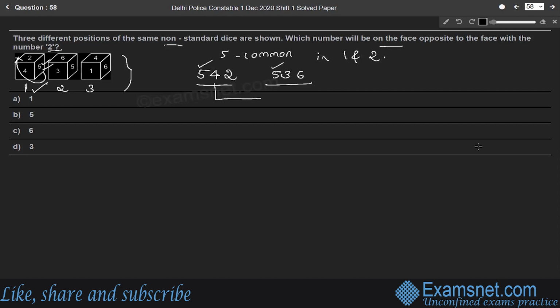then 4 will be opposite to 3. And the next number 2 will be opposite to 6. So the opposite face to the number 2 is 6. Hence option C.